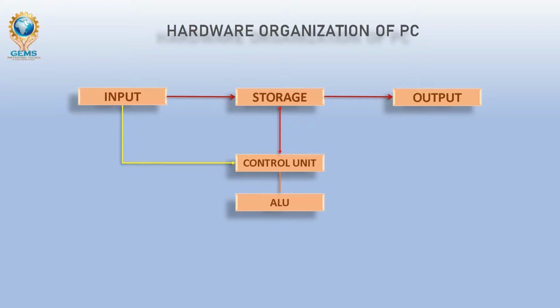The control unit is connected to the ALU, which is called the arithmetic logic unit, because the user is giving the instruction as an input that is not a computer understandable language. So the ALU is used to convert that language into the machine understandable language, which is called binary language. After that the control unit processes it and it is again sent to the storage device to store it, and it will send the data to the output device as a result. This control unit and ALU work together.